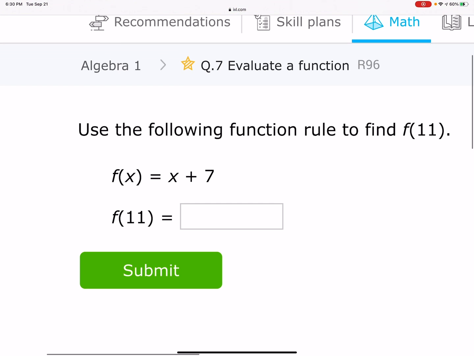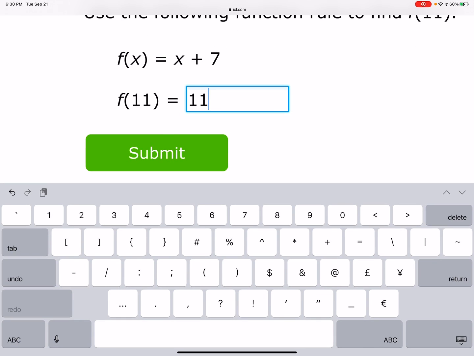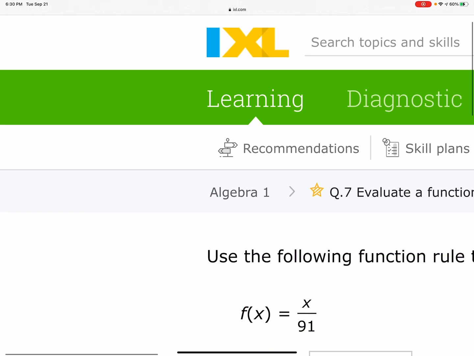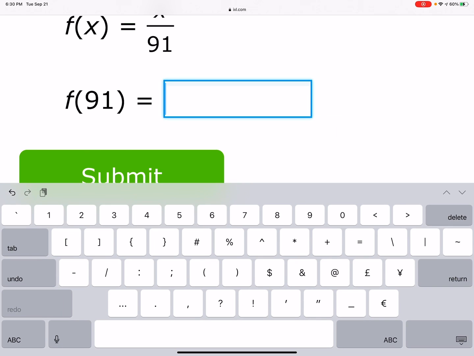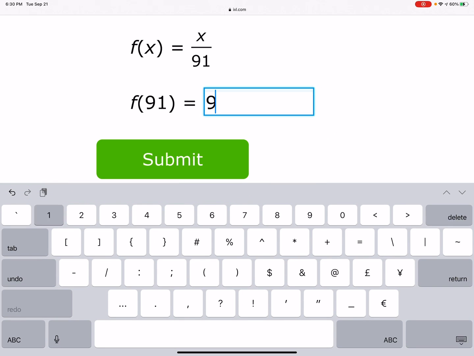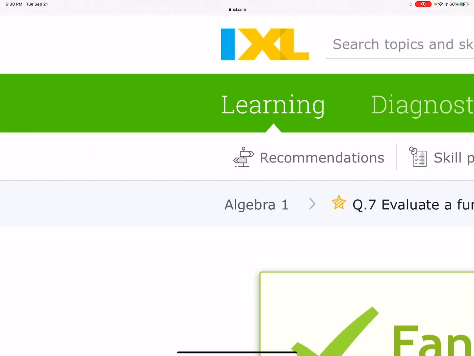Beautiful. Okay, now here, what if I plugged in 11? So that'd be 11 plus 7, which should equal 18. So f of 11 is 18. Cool, right? All right, again, f of x, where I see the x, I plug in a 91. So 91 divided by 91 should equal 1, correct? So I'm going to plug in 1.